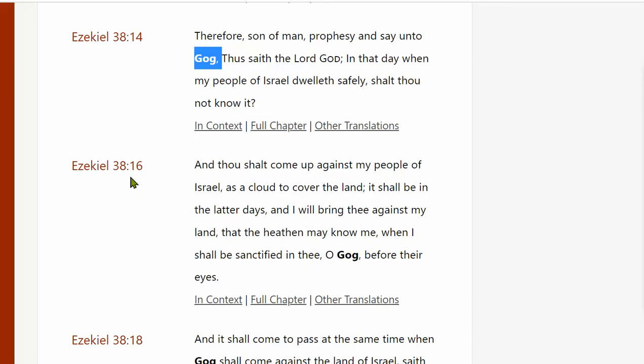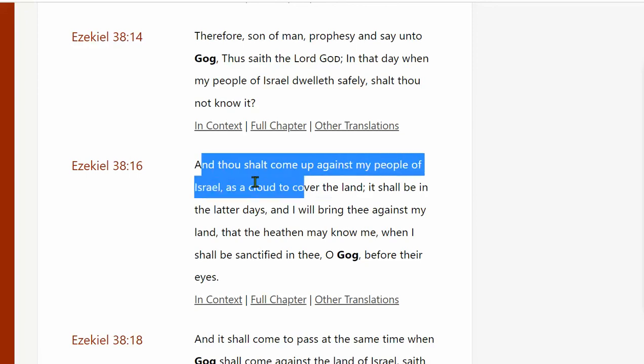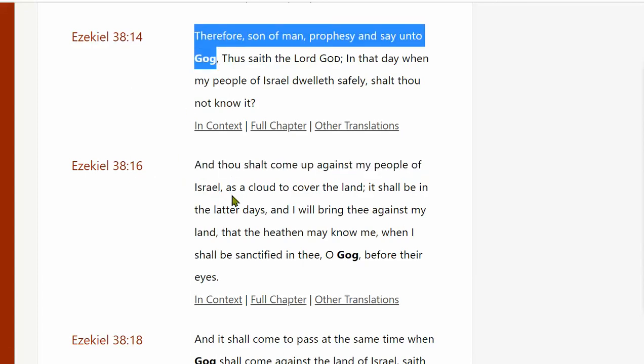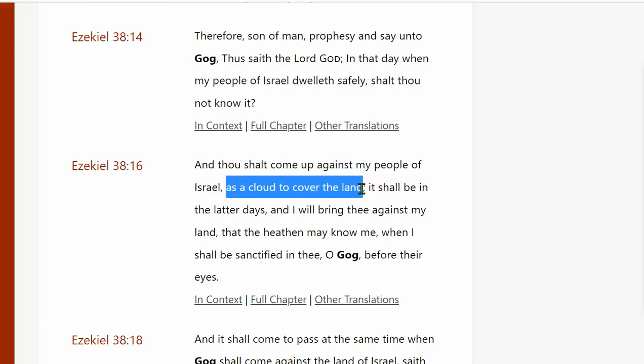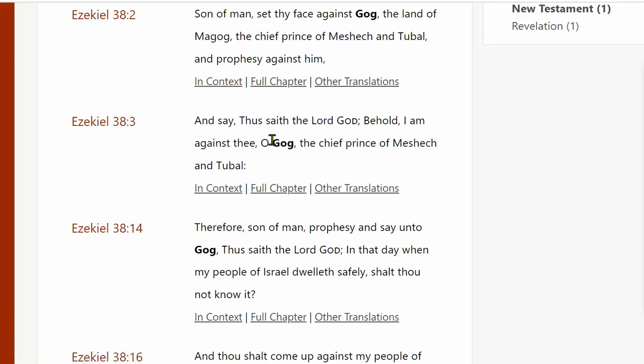Now, this is more revealed in Ezekiel chapter 38, verse 16. "And thou shalt come up against my people of Israel." Who is coming up against Israel, my people, is Gog. As a cloud covers the land, so Israel is a country, and Gog will bring his forces to cover the country. So there will be lots of people in this war, because Gog is, if you remember, the chief prince of Meshech and Tubal.